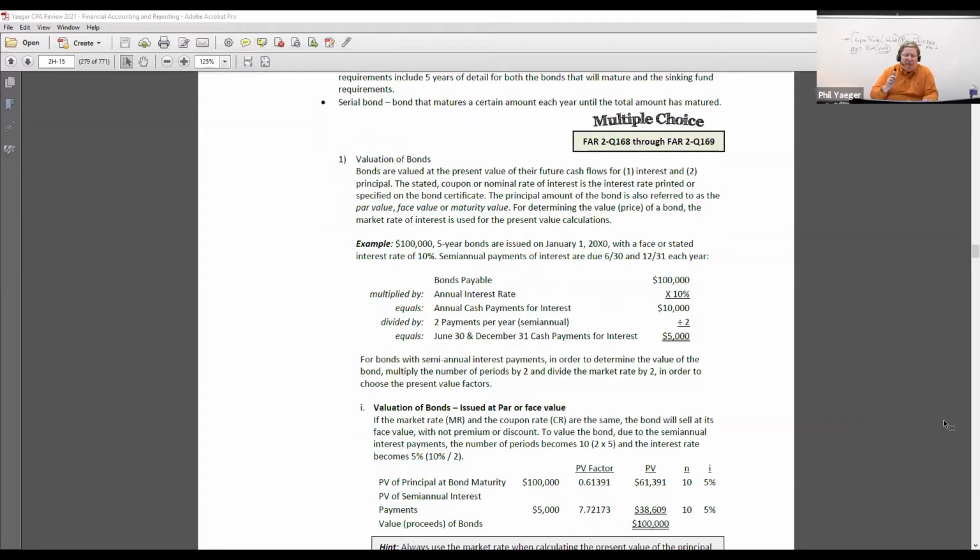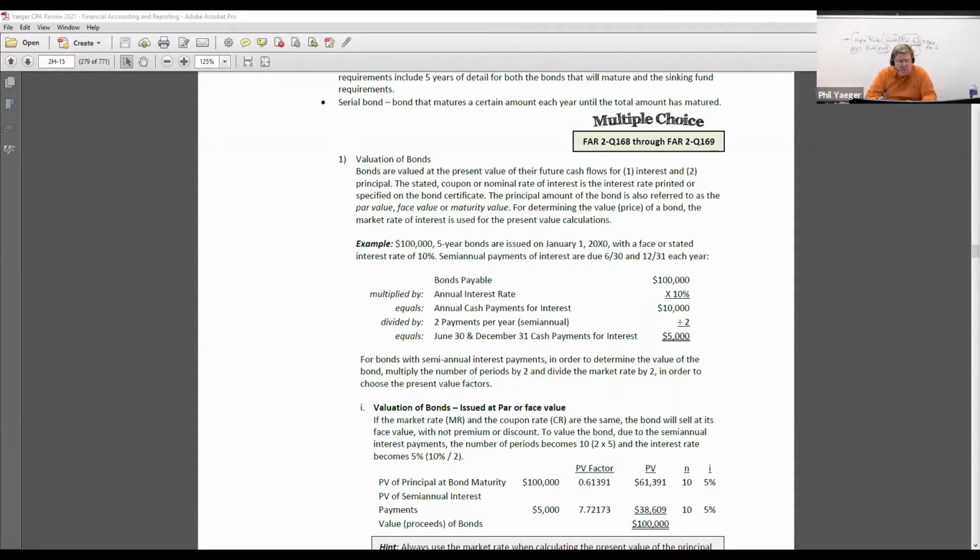bonds are valued at the following. To determine the issue price of bonds, you're going to take the present value of the principal of the bonds, all right? And also, you're going to take the present value of the interest payments of the bonds. Those two amounts added together should give you the issue price.